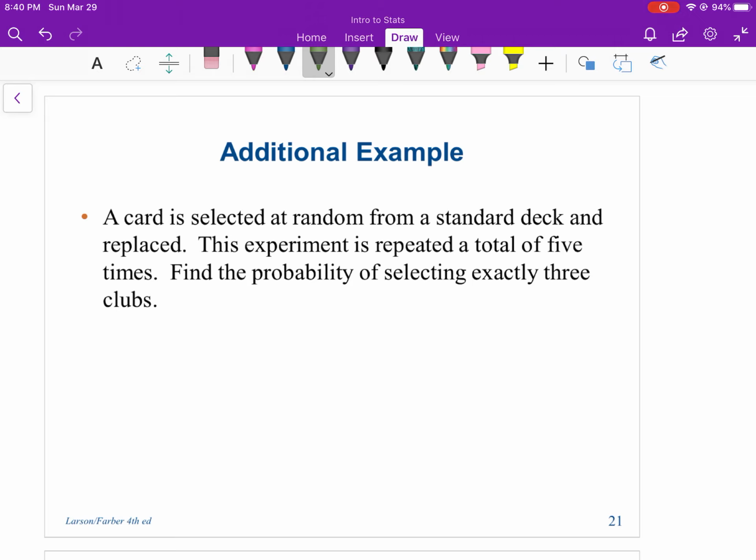Okay, the first thing we're going to do is set up our n. n is 5 because we're pulling out 5 cards. We're going to do this experiment 5 times. For p, we're looking for a club, that's 1/4 of your deck of cards. It's 13 cards out of 52, which is 1/4. Your q then is going to be 3/4. Now you can also use decimals.